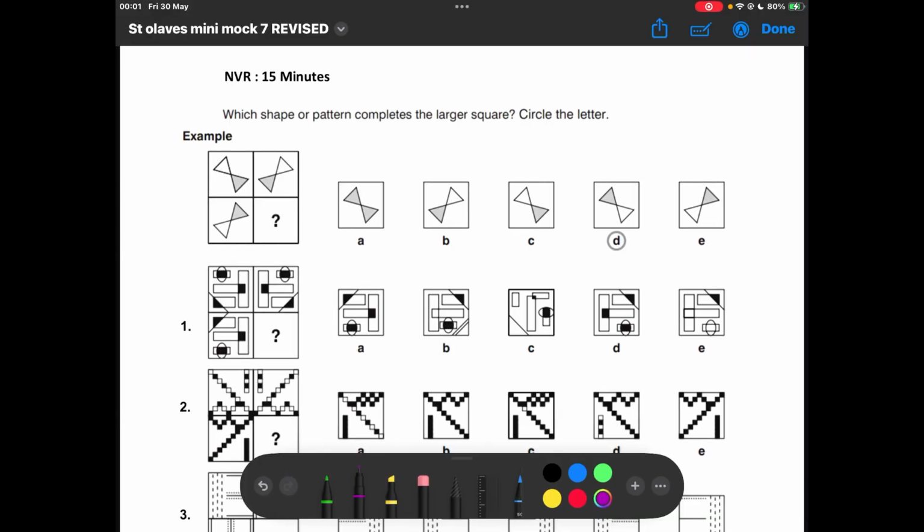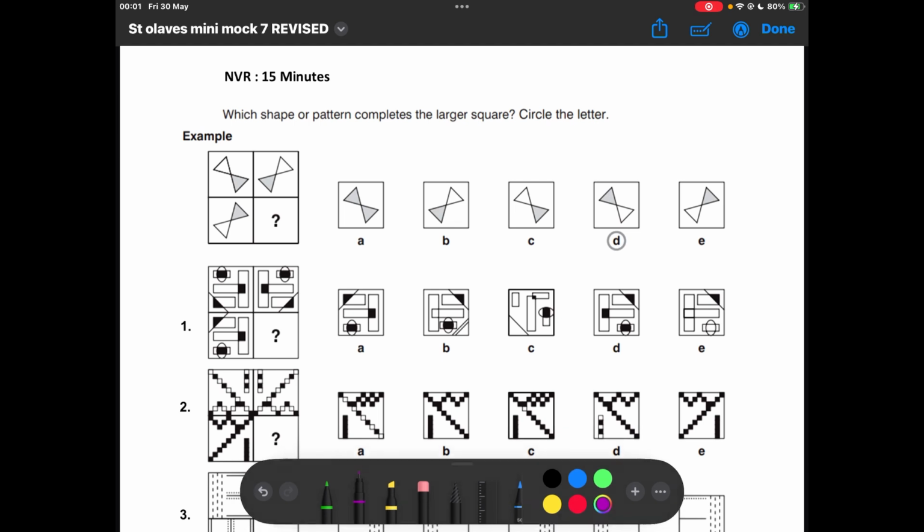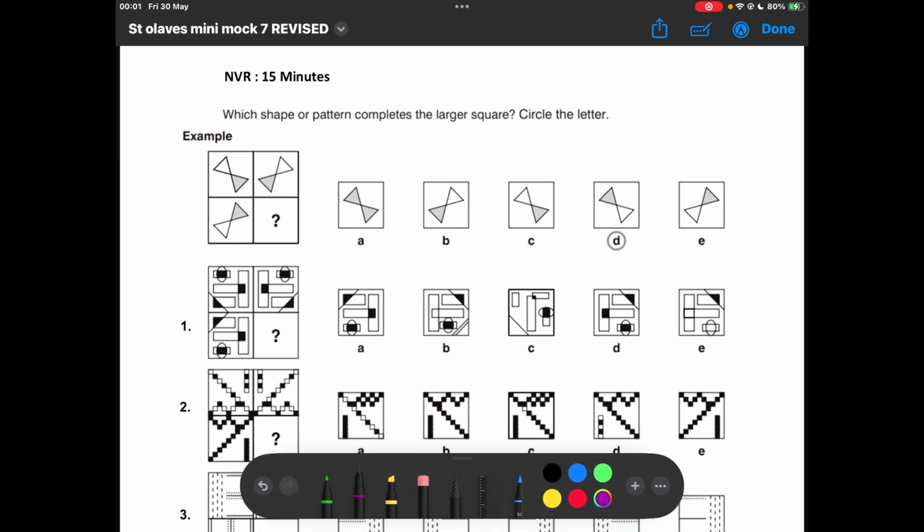So now I'm going to be going through the answers to the MVR section of this mini mock. We've got an example one here, which already tells you what the answer is. But the reason the answer is D is because these two are a reflection of each other. So we're going to reflect the bottom ones as well. That's going to be grey, which leaves us with D.